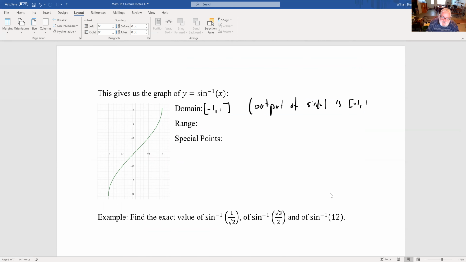Right? And that's because the range of sine of x is -1 to 1. So this is saying I want to take outputs of sine and figure out what their angle is. What's the range? So our domain is -1 to 1. What's the range? The range is from up here to down here, and that's going to be from pi to minus pi.